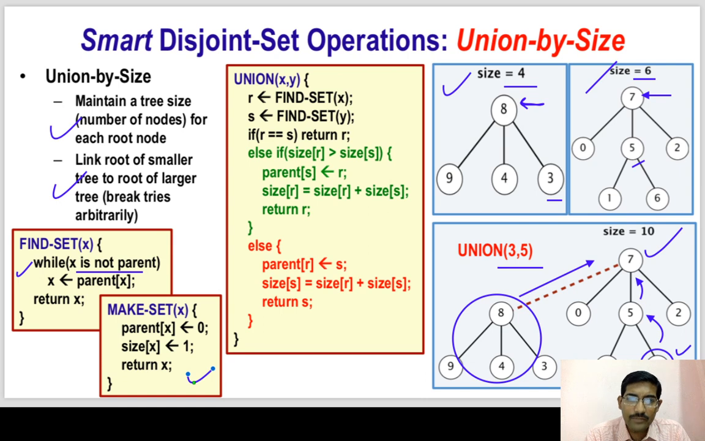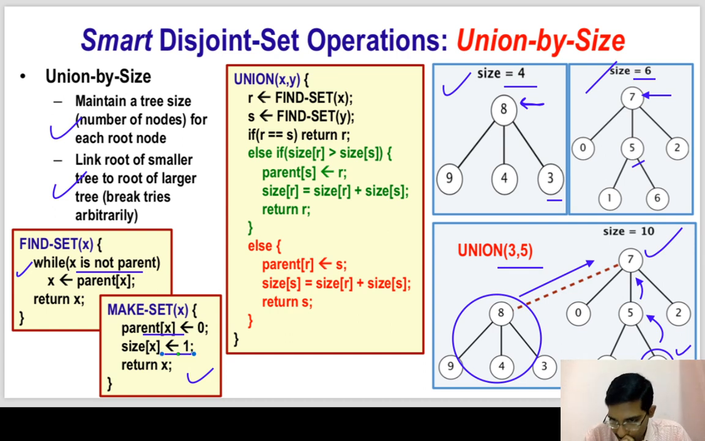Make set is very simple, because each individual element becomes a different set. The parent of x, that is each element, is a different disjoint set. So the parent pointer is null, or in the array it is 0, and its size is 1.